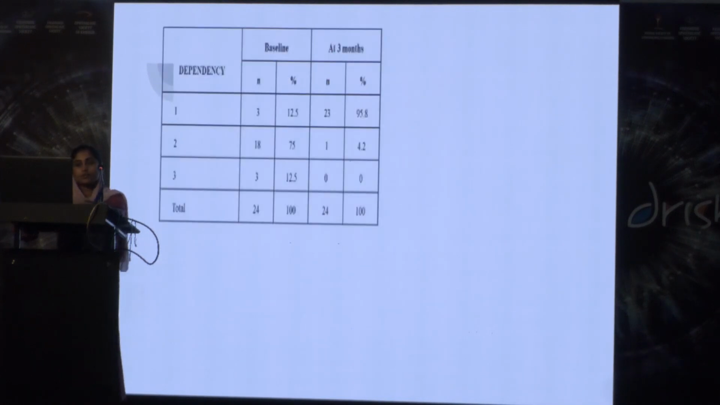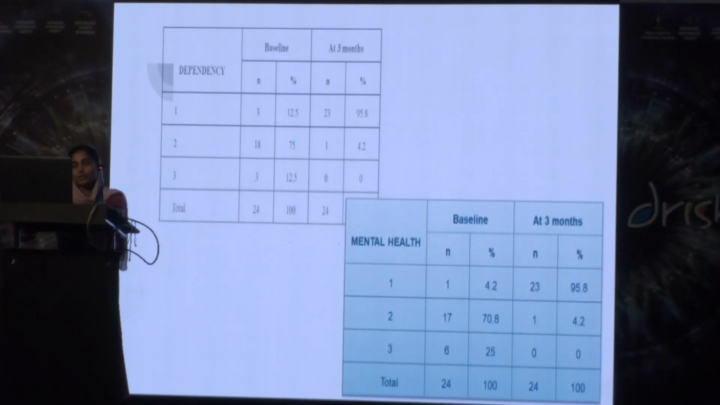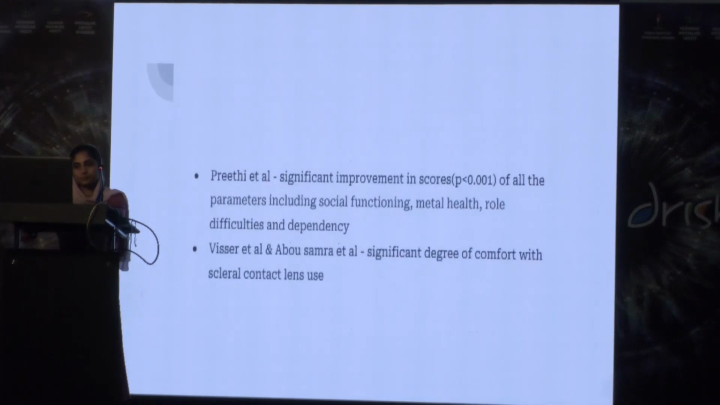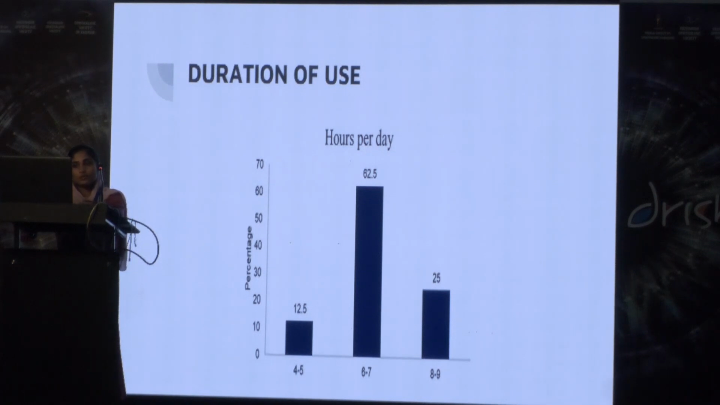The dependency domain also showed an improvement from a value of 2 to a value of 1 in the majority of the cases, and the mental health domain also showed an improvement from a score of 2 to a score of 1 in 95.8% of cases. This was in accordance with the study by Preeti et al., Weiser et al., and Abu-Samara et al., which showed a significant degree of comfort with the use of scleral contact lens. The duration of use was found to be 6 to 7 hours per day in the majority of the cases, followed by 8 to 9 hours per day in 25% of the cases.